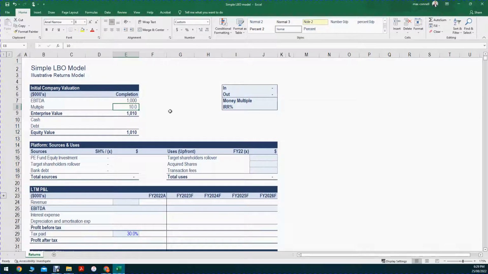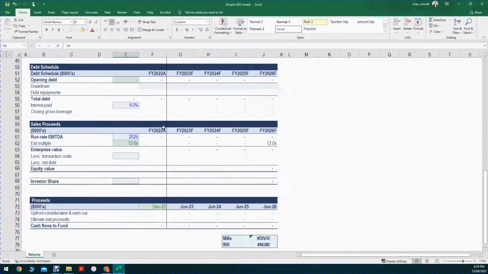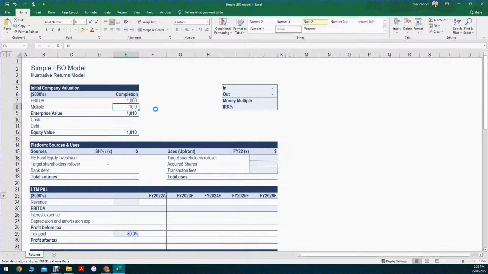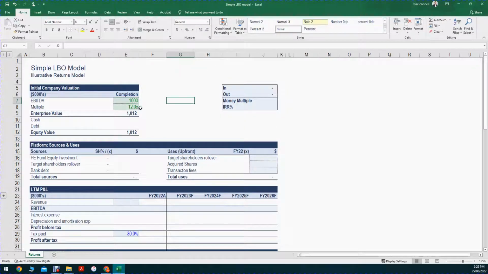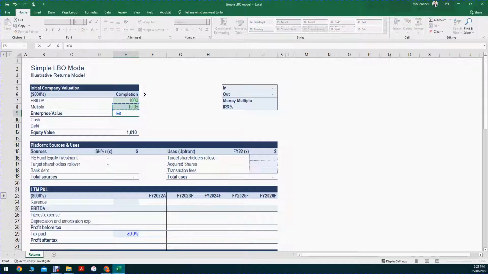to pay for it. Now I'm just going to copy the formatting of this one. There we go. So we're going to pay a 10 times multiple for this business, which means that the enterprise value for this business is going to be $10 million.